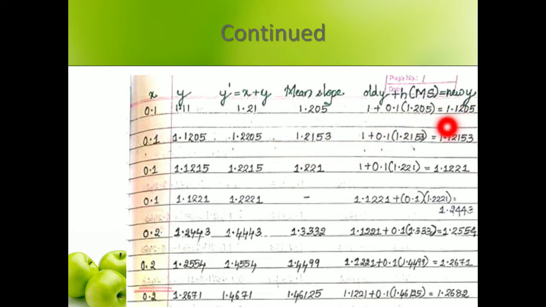So now you have got a new y value of 1.1205. So 0.1 and 1.1205, add these both, and you will get the y dash value. Then the mean slope is 1.21 plus 1.2205 divided by 2. So you will get the mean value to be 1.2153.